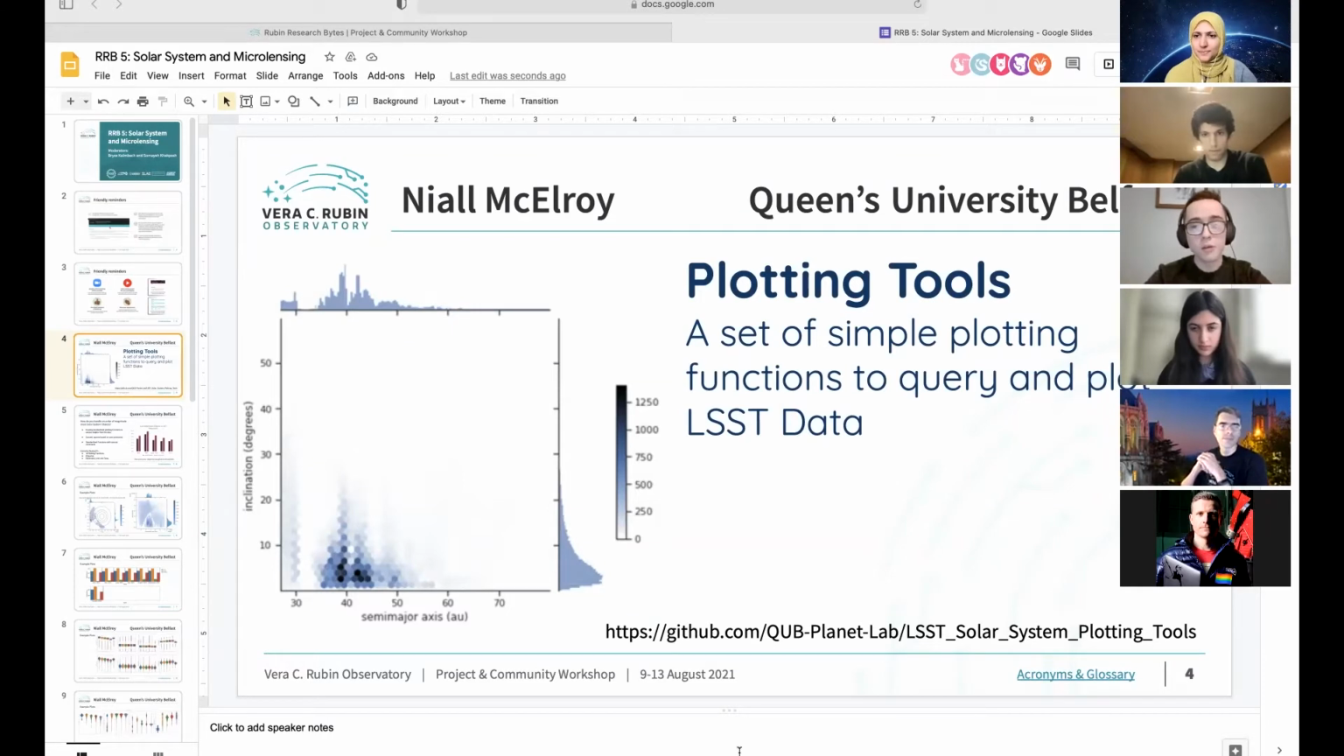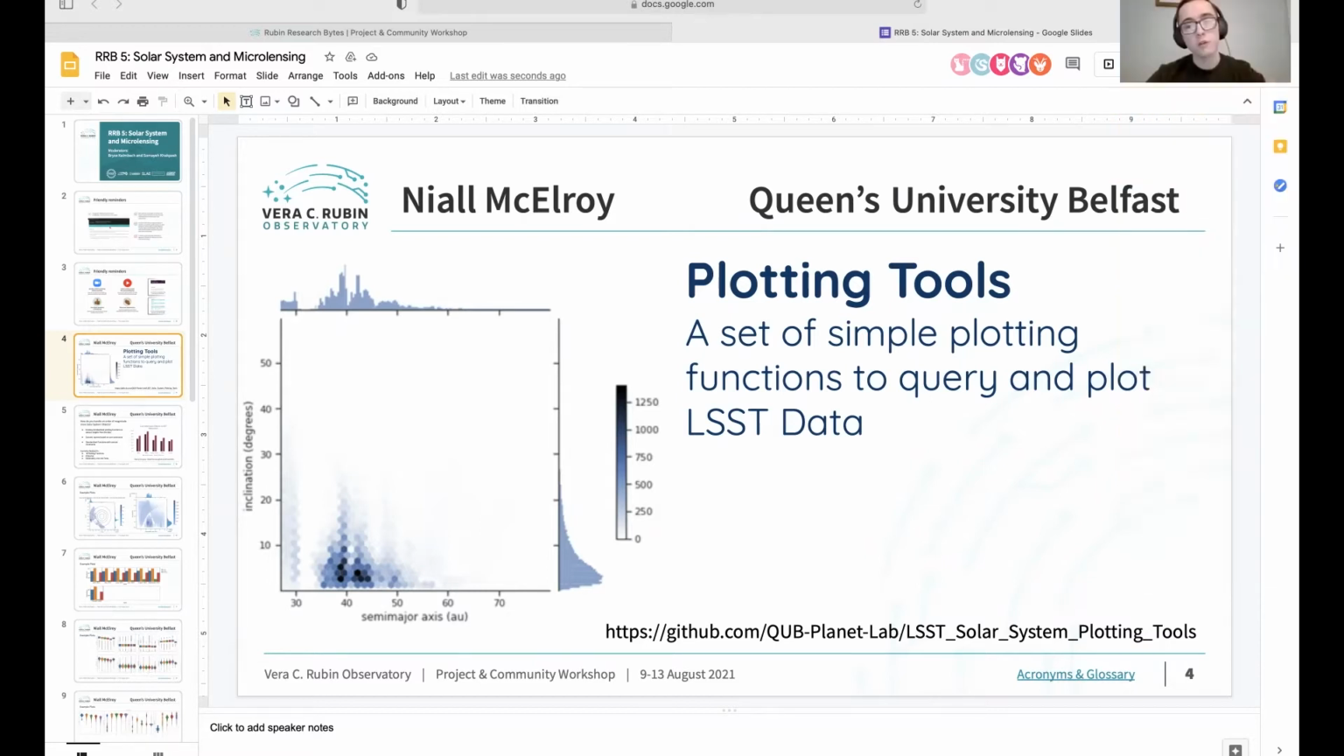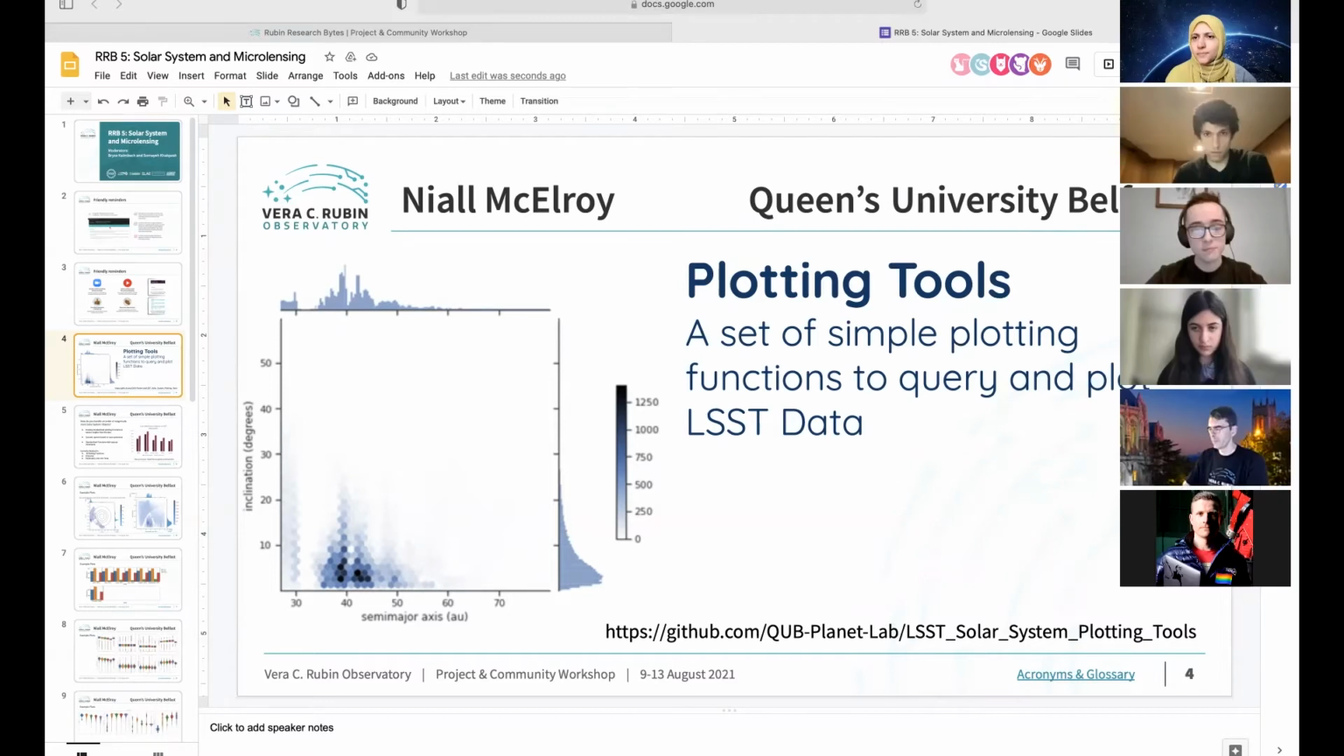Hello, I'm Niall McElroy, an undergraduate research intern at Queen's University Belfast. For the past 8 weeks, I've been working on a set of plotting tools to help visualize some of the data from the LSST's Solar System Science Collaborations simulated database, in order to develop easy-to-use functions to create uniformly generated plots. One of the main tenets of the package was to make it easy to use and easy to generate insights by looking at daily or even monthly or yearly data trends and even spreads within said data.